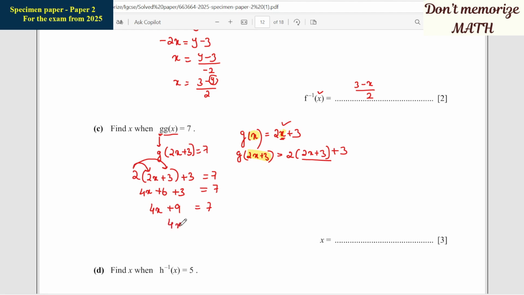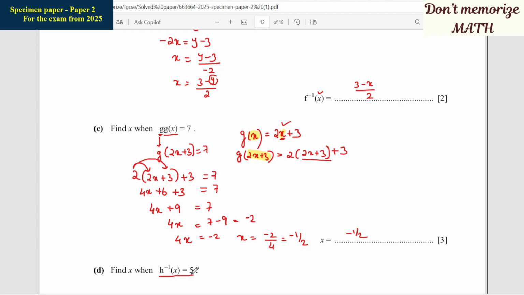Then 4x is equal to 7 minus 9, that is negative 2. So 4x equal to negative 2. x is equal to negative 2 over 4. Simplify that. Both of them are multiples of 2, so divide both of them by 2. So you will get 1 over 2. So x is equal to negative 1 over 2. Okay, then we'll move to the next part.